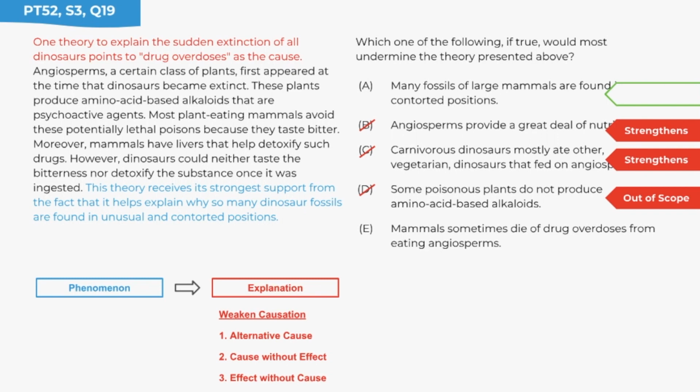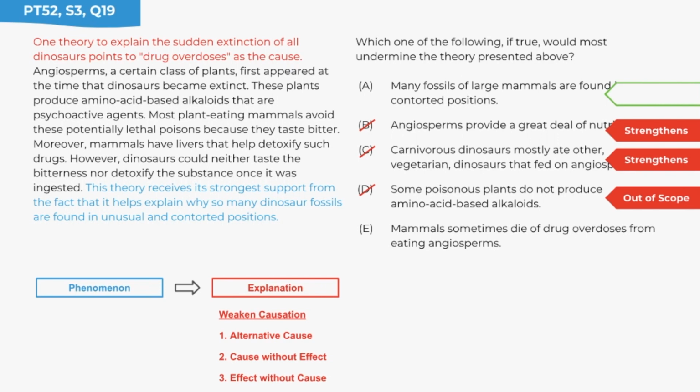Mammals sometimes die of drug overdoses from eating angiosperms. Most plant-eating mammals avoid these potentially lethal poisons because they can taste bitter, and they have livers to help them. But that word "most" still leaves room for some to not, which is what answer choice E is saying.